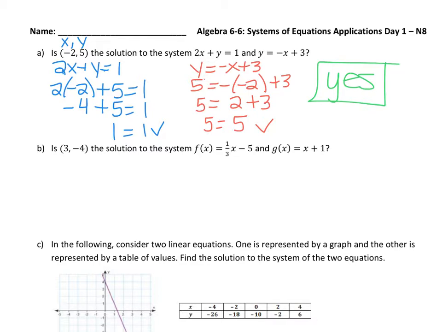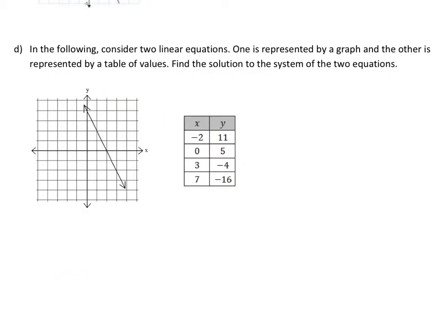I'm going to jump to D. In the following, consider two linear equations. One is represented by a graph, and the other is represented by a table of values. Find the solution to the system of the two equations. Now on the left, it's already graphed, which is perfect. On the right, we're going to try and graph whatever we can here.